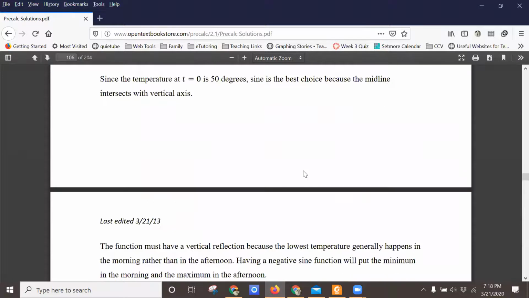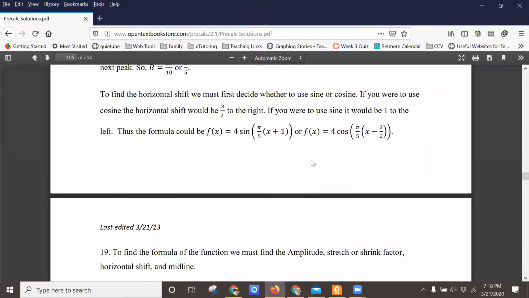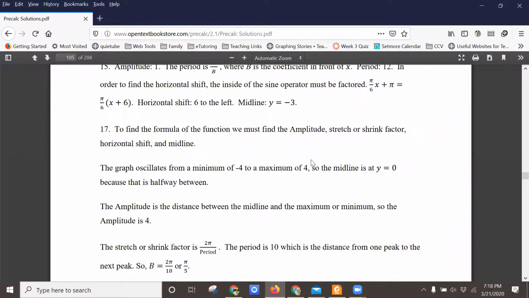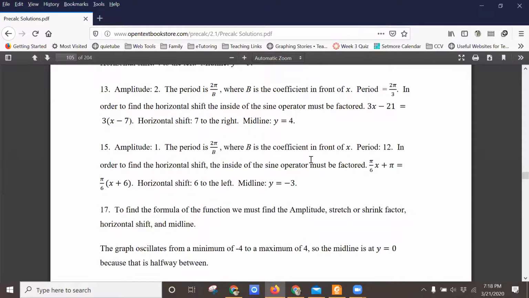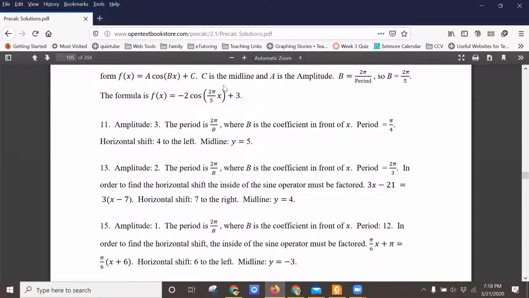See, they have a lot of explanation here. I was just wondering about some of the ones we did, what they show. See, they give a lot of text. They do show more than just the answer. So it's worth getting a copy of this. It's worth getting a copy of the textbook.